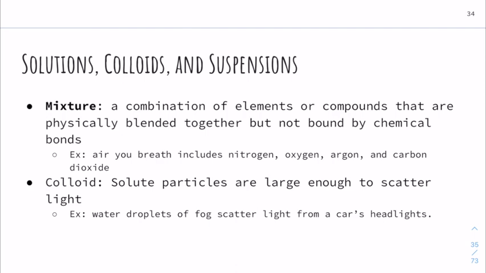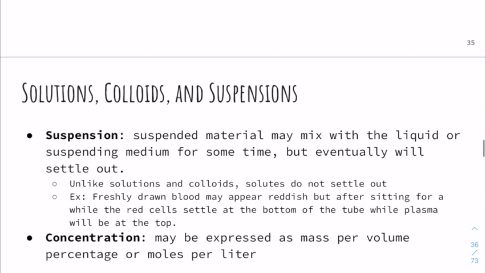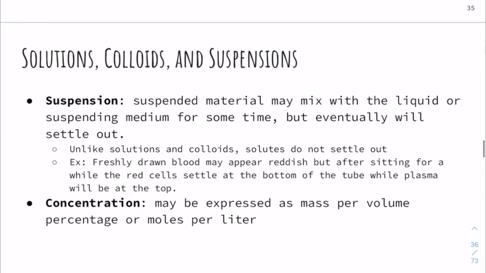Suspension. The suspended material may mix with a liquid or suspending medium for some time, but eventually settles out. Blood is a very good example of that because blood is a mixture of red blood cells and plasma. Blood appears red because of all the red blood cells in there. But after blood is drawn, the tube sits for a while, the red blood cells start to settle to the bottom, while the plasma is more at the top.